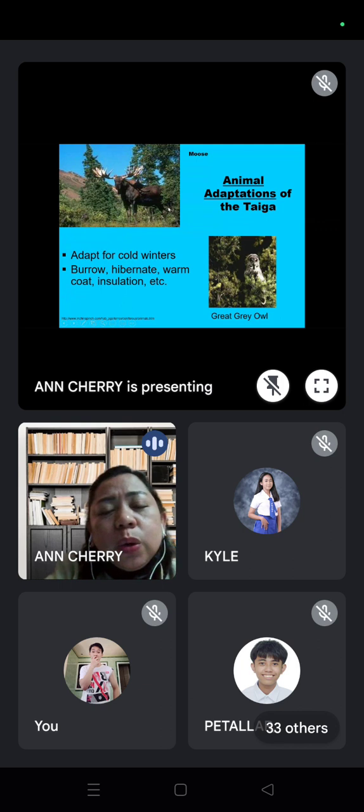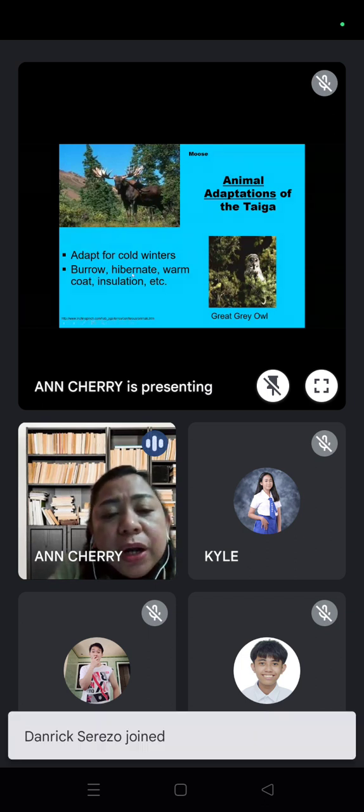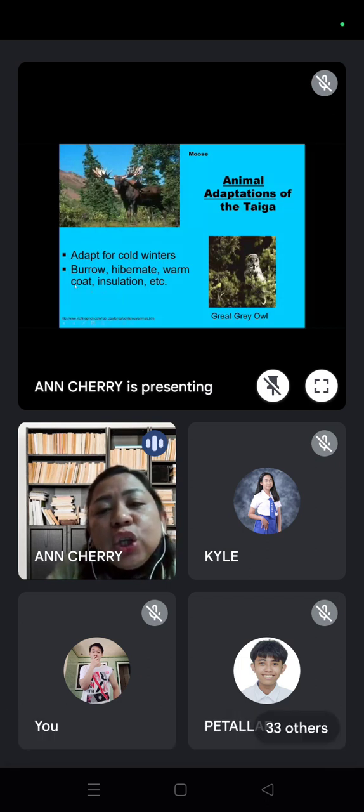Okay, so moose and great gray owls are most common. They are adapted to cold winters, no? Then they tend to burrow or hibernate, and they develop a warm coat for insulation. No? So, also the bison, especially in the taiga. Okay.